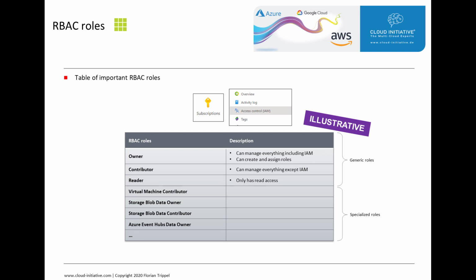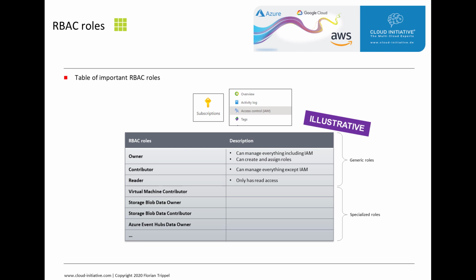As we have learned in the lesson about the resource hierarchy, we can assign IAM roles anywhere in the resource hierarchy, even to actual resources. In Azure we have three generic roles: owner, contributor and reader. Somebody who is assigned the owner role can manage everything including IAM permissions. Somebody who is assigned the contributor role can manage everything except IAM permissions. The reader role only grants read access.